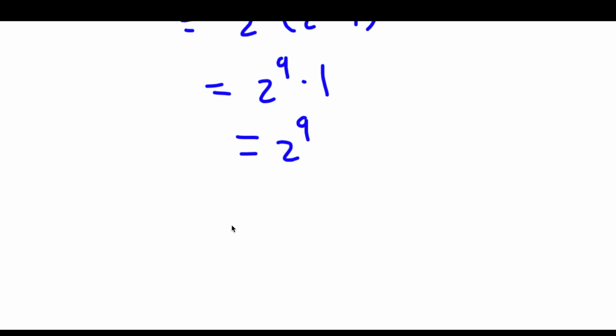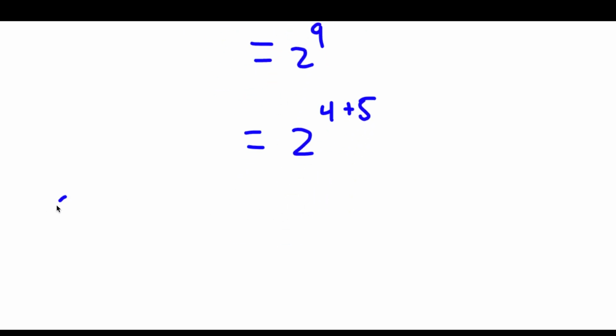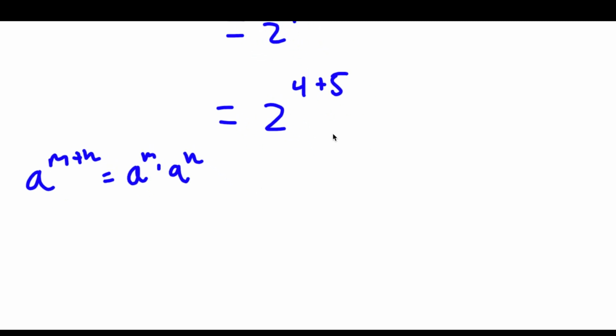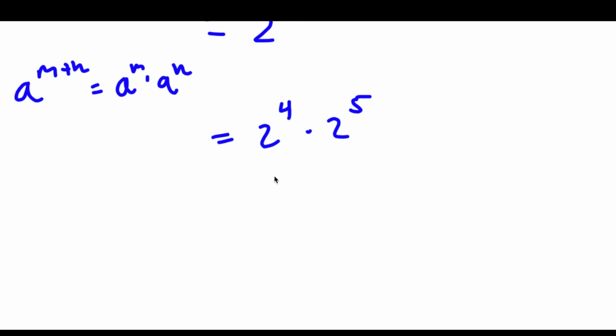So 2 to the power of 9 is the same thing as 2 to the power of 4 plus 5, right? And remember, if we have something in the form a to the power of m plus n, this is equal to a to the power of m times a to the power of n. So 2 to the power of 4 plus 5 equals 2 to the power of 4 times 2 to the power of 5. Now 2 to the power of 4 is equal to 16, and 2 to the power of 5 is 32. So I have 16 times 32.